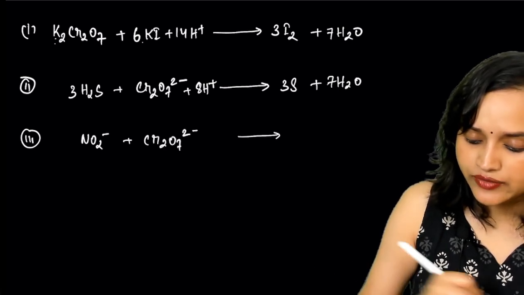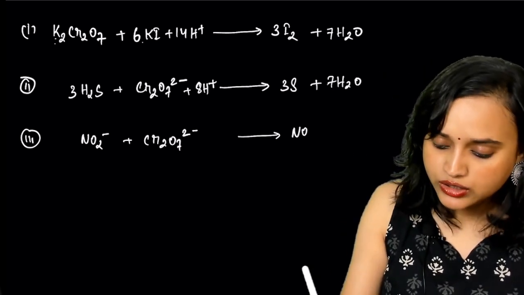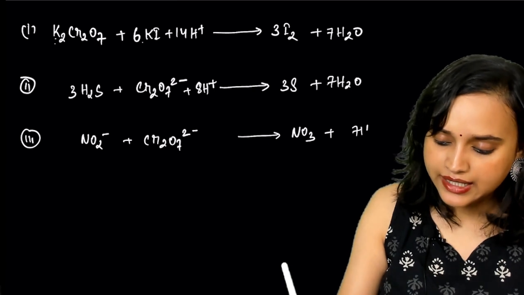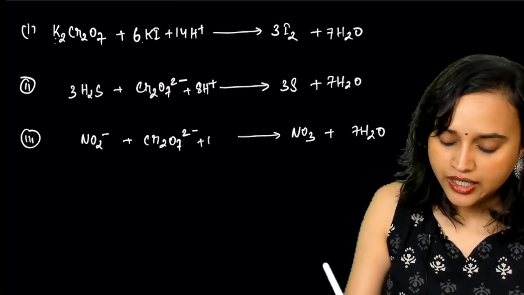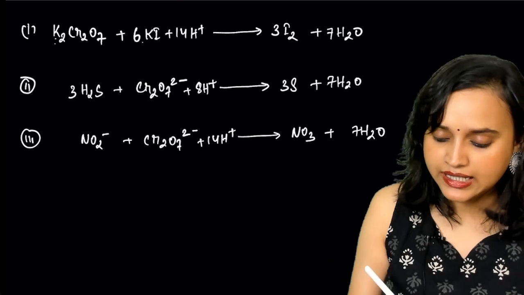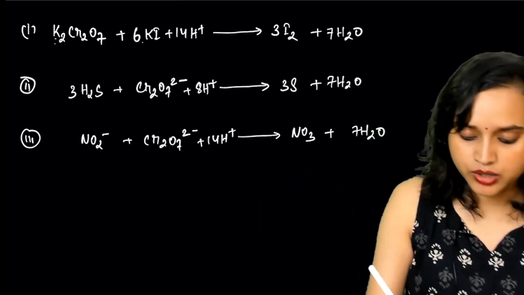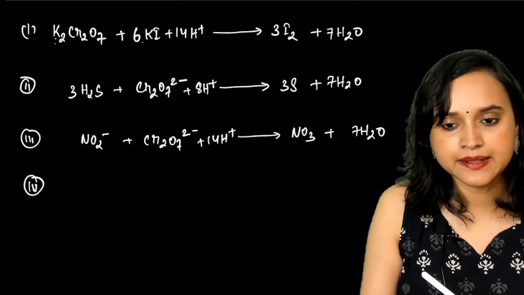If you take, then what will happen? NO2 minus is going to get converted to NO3 minus, and here obviously you have to write 7H2O. The moment you write 7H2O, 7 2s are 14, here you will have 14H plus. Yes, NO2 minus will go to NO3 minus. That's it. Done. Okay. All right. Next, what else is there, guys?